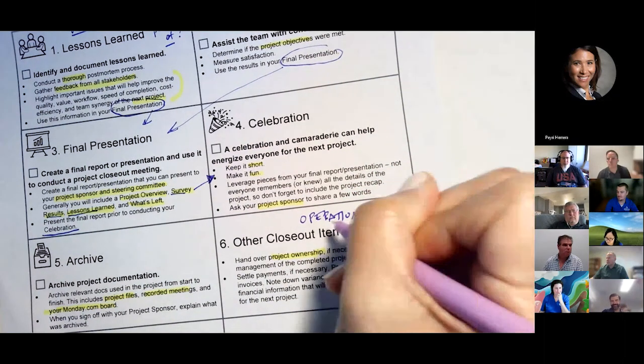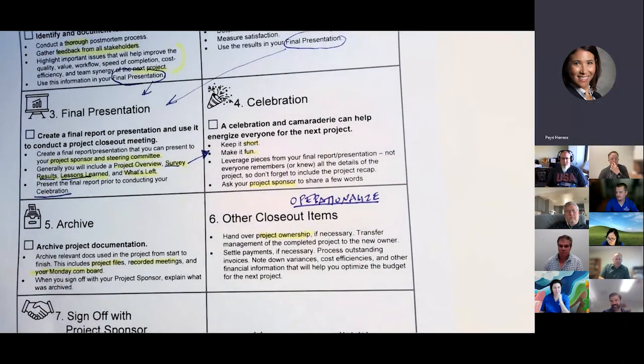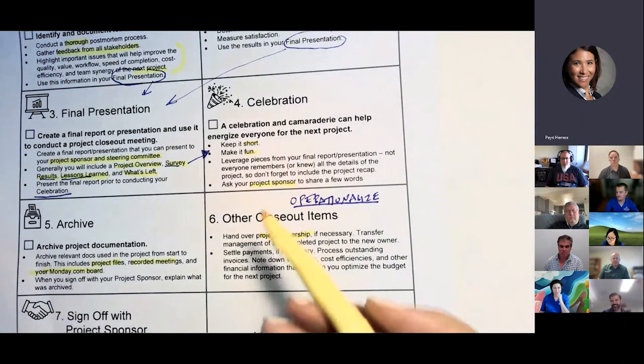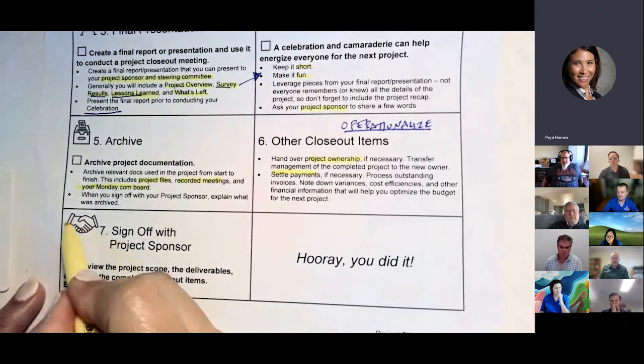Operationalize. We want to get our project out of project mode and into operations. All right. And then if you have any vendor stuff, payments, any budget items, that's something that you don't want to forget about as well. And then last, what we have is this complete sign off.